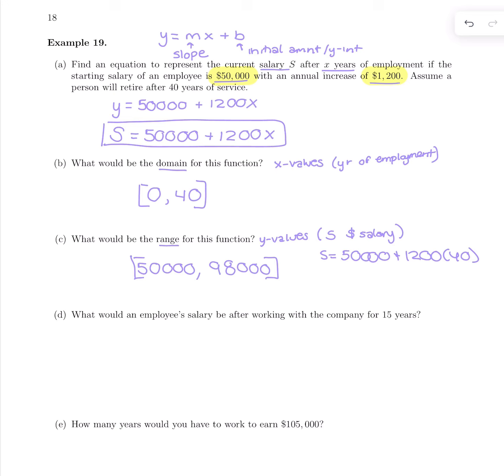I'm going to figure out what would their employee salary be after 15 years. To figure that out, we're just going to plug in X as 15. So we have the salary after 15 years would be 50,000 plus they've gotten a $1,200 raise for 15 years. So we know after 40 years, they're going to max out at 98,000, which if their goal is to make 6 figures, they want to make over 100,000. This is not a job for them to stay at. After 40 years, they're only at 98,000.